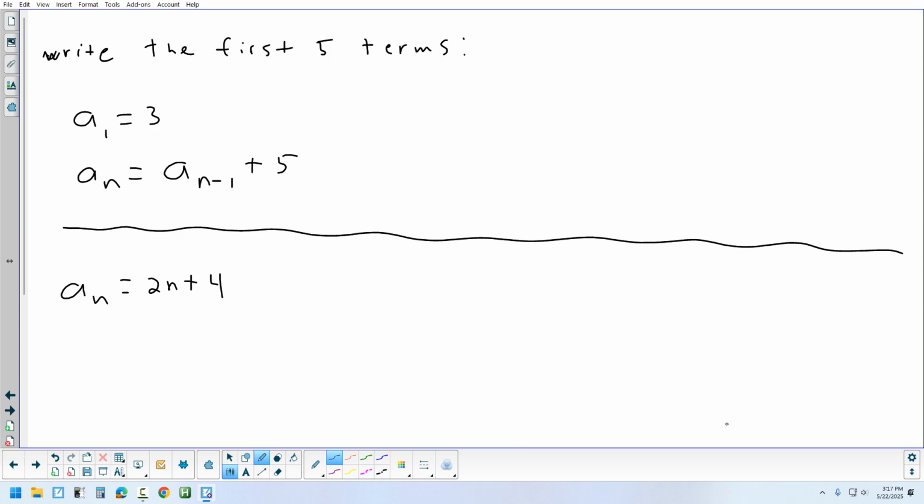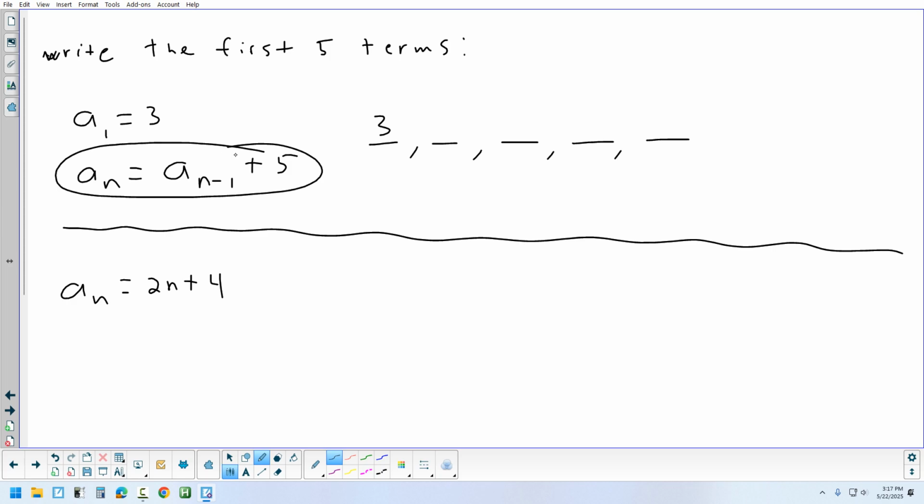Okay, so here's a problem where we're writing out the first 5 terms of a sequence. The top formula is recursive, the bottom one is explicit. So these are 2 separate questions. In the top one, what is going to be the first term in my sequence? Yeah, 3. How come? Because it's given. And now, what does this rule tell me to do? I know the first term. This explains how to get the next one. What is that telling me to do?